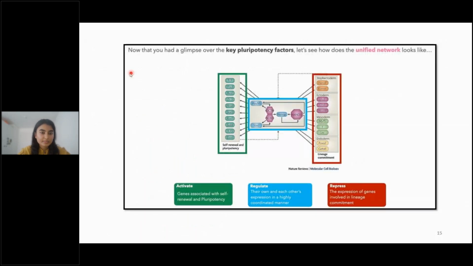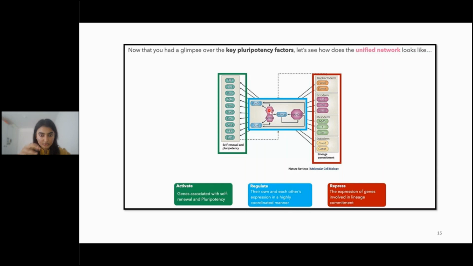Now you had a glimpse of how these proteins are interacting with each other and everything is happening. So this is how a unified network looks. The green ones are basically the genes associated with self-renewal and pluripotency. What does it mean? It means that if these genes are activated, then the stem cells will start replicating, that is, they'll have a self-renewal capacity, and also they'll become pluripotent. And this depends on the regulation of these. So this is the main thing: their own and each other's regulation and expression is highly coordinated.